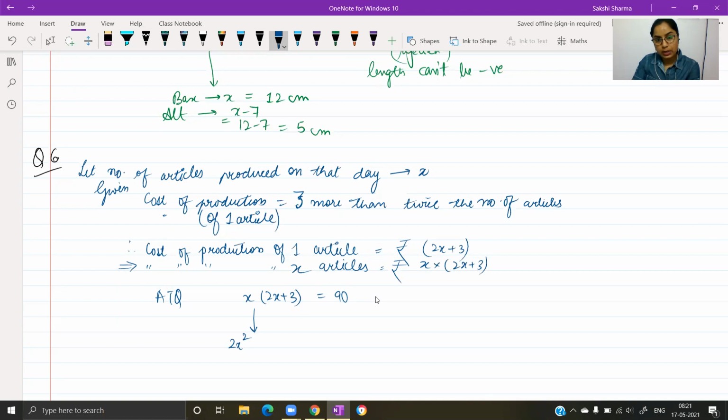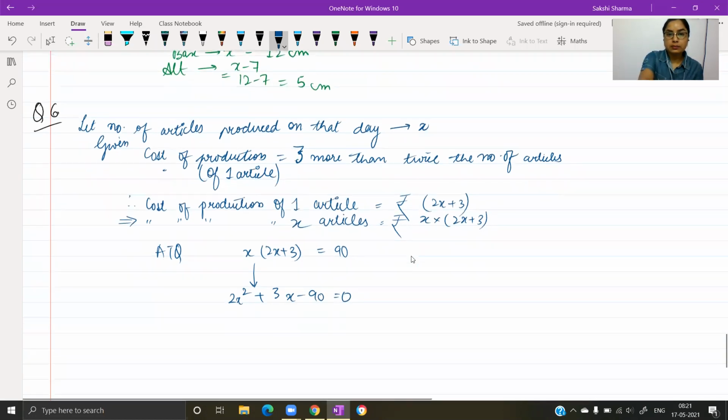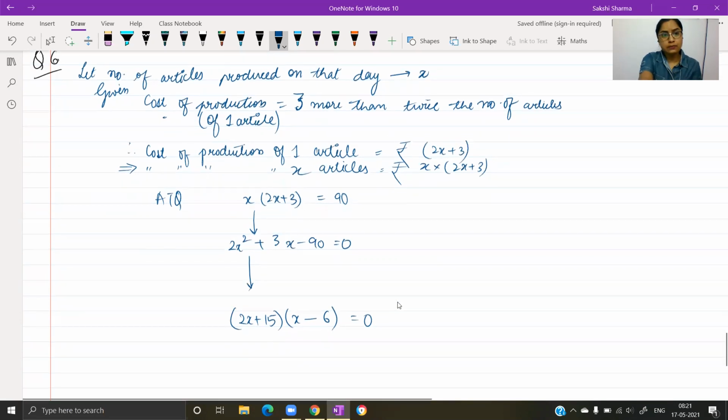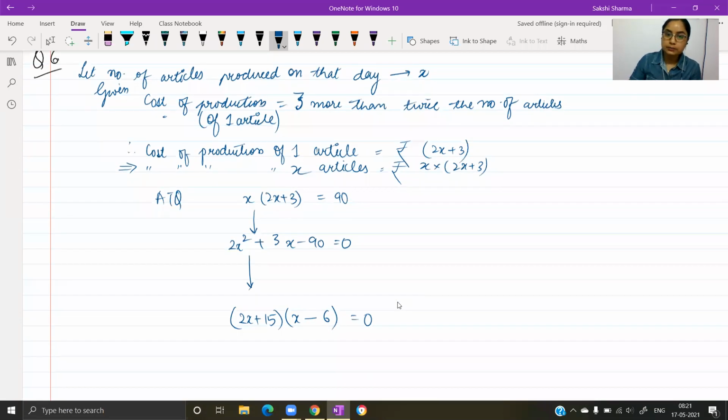You get 2x square plus 3x minus 90 equals 0. Factorize, obtain the roots. 2x plus 15 and x minus 6. These are the two linear factors you will obtain after splitting the middle term. Those who have done this already, confirm please. Are these the factors you obtained? Yes, ma'am. Right from here, you can obtain the values for x.